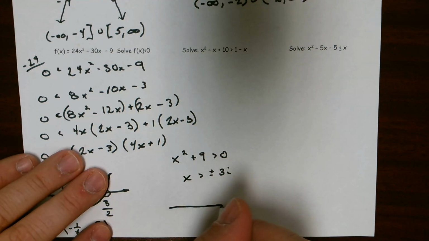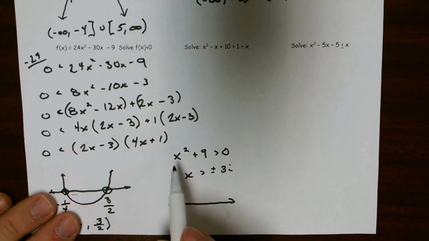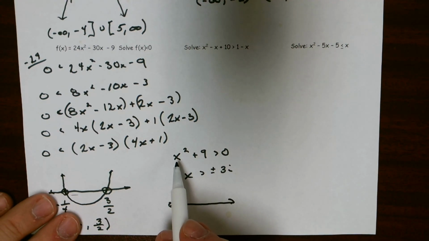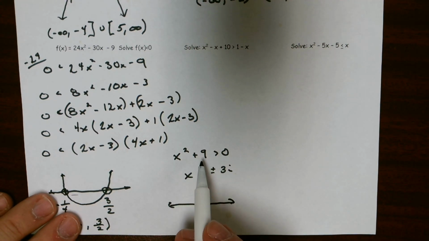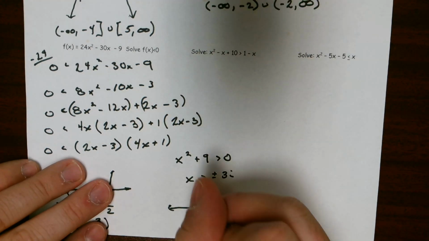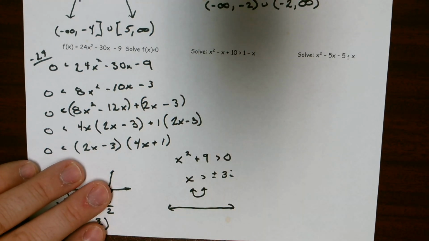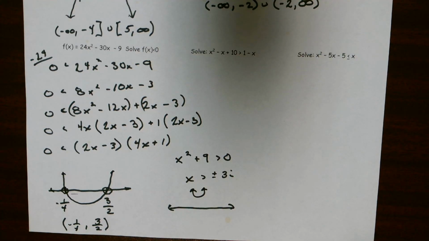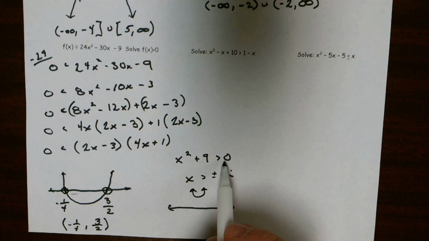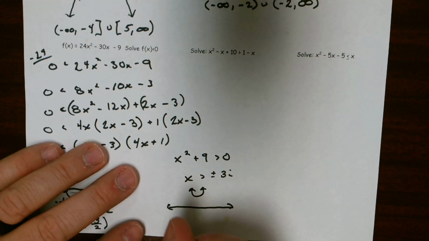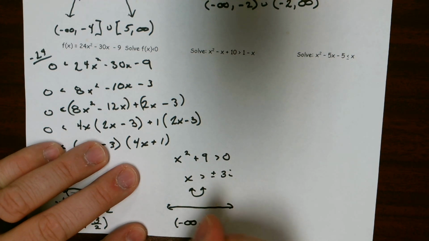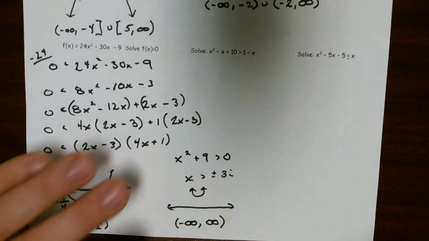But if you think about it, what's happening here? This is a quadratic opening up, a parabola opening upwards, shifted up 9. It's not going to intercept our x-axis. Our parabola is going to look something like that. So you're asking, where is this parabola greater than 0? Simple. Everywhere. Negative infinity to infinity.